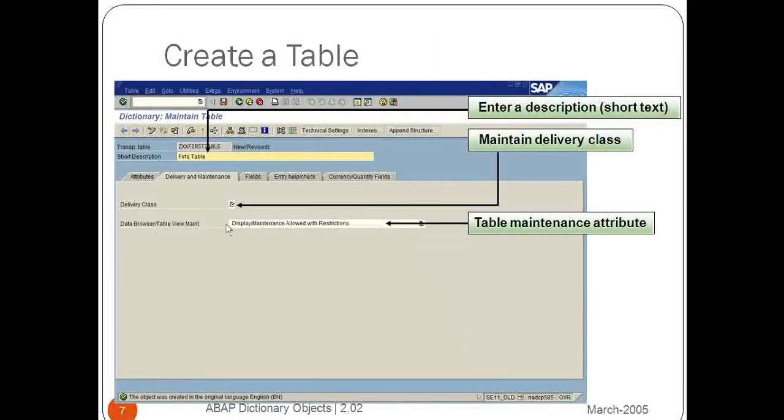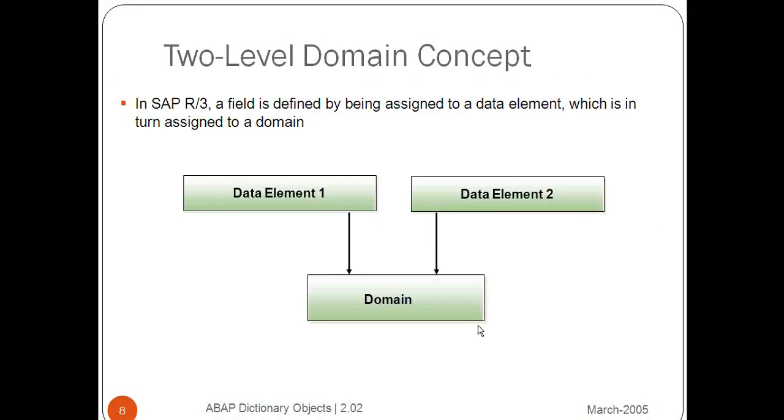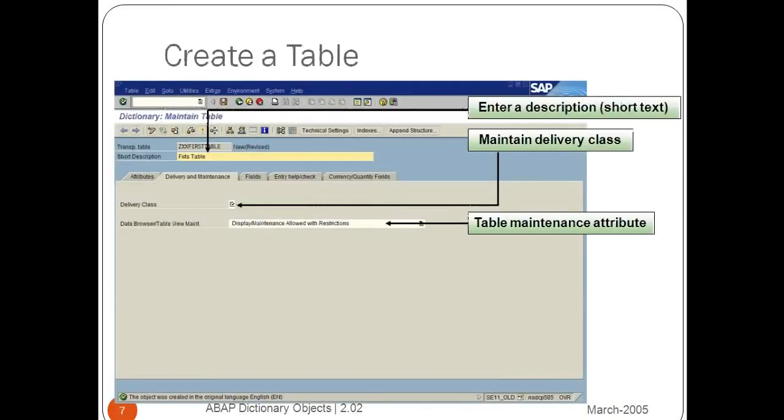So this is the delivery class and table maintenance attribute. Any question on this?